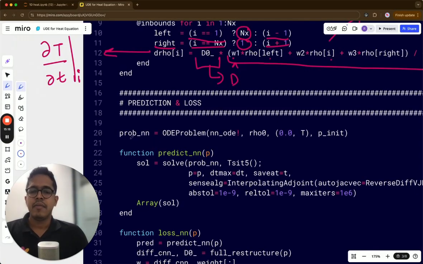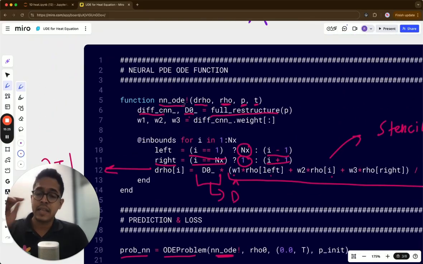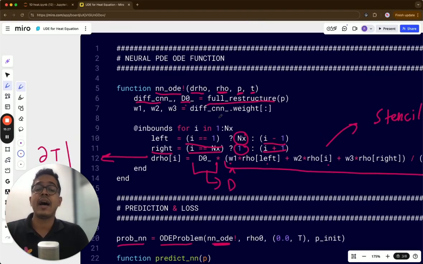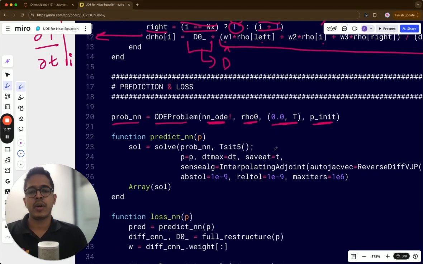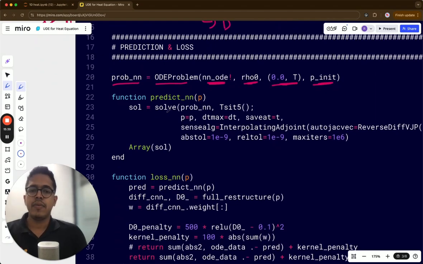So now we set up our problem equal to ODE problem, where we pass the neural network ODE function. Previously we were passing the RHS function. Rho naught is the initial condition. This is our time span, and P initial is the initial parameters from the neural network. Then we solve using the solver.